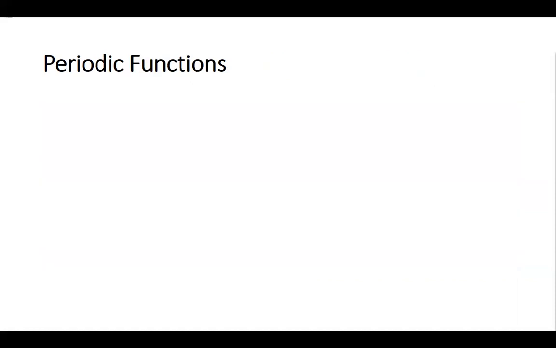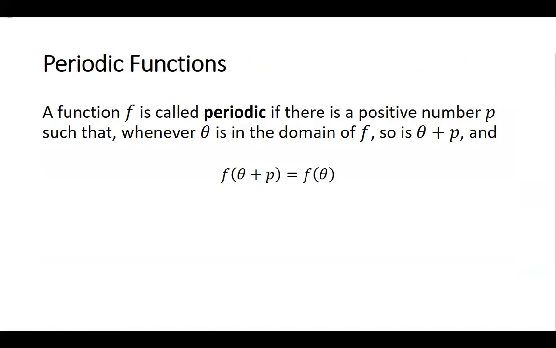So these trigonometric functions are actually what we call periodic functions, meaning that they repeat themselves at an even spacing. So a function f is called periodic if there is a positive number p such that when theta is in the domain of f, so is theta plus p, and f of theta plus p is equal to f of theta. So that's just saying that if it's periodic, then it will cycle through itself every p, whatever that happens to be. In most cases, we'll say that's 360 degrees, or 2 pi, assuming that we haven't modified the function at all.